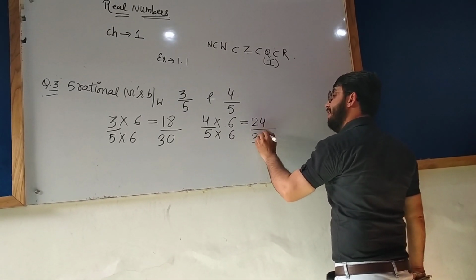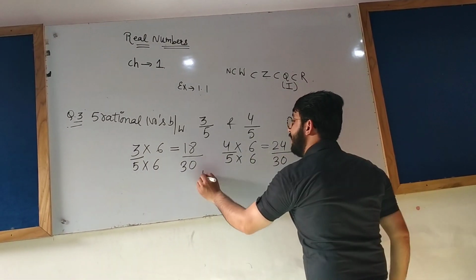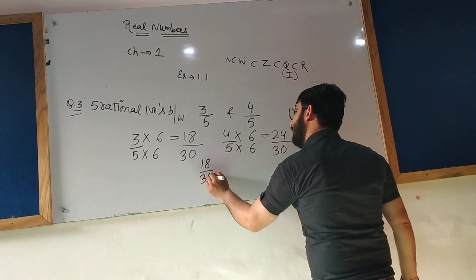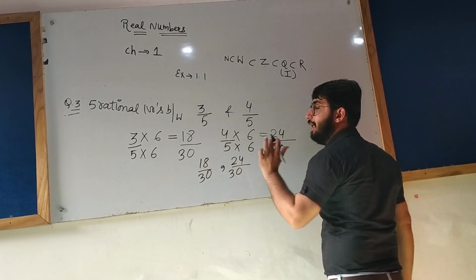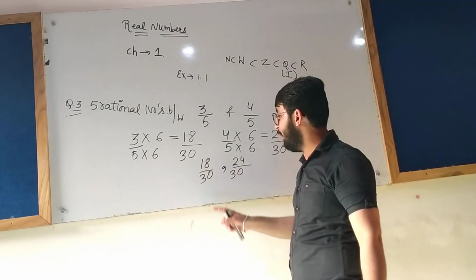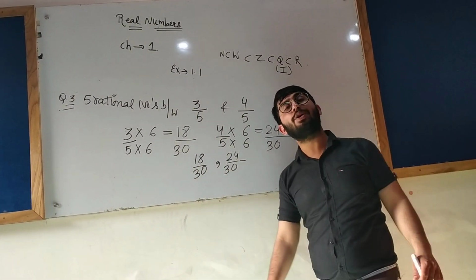6 5s are 30. Again, the denominators of both the fractions are the same. That is 30. So let us compare what? Numerators. Here the numerator is 18 and here the numerator is 24.